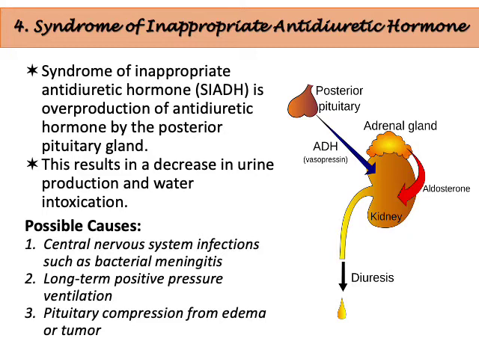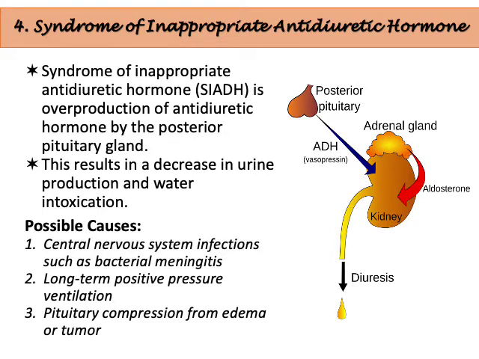Syndrome of Inappropriate Antidiuretic Hormone, or SIADH, is the overproduction of ADH by the posterior pituitary gland, the opposite of diabetes insipidus, which is less or no ADH. This results in a decrease in urine production and water intoxication. As sodium levels fall in proportion to water, the child develops hyponatremia or a low sodium plasma level.